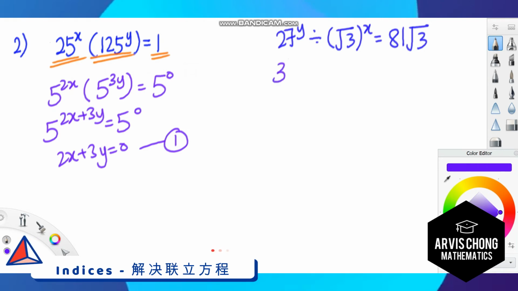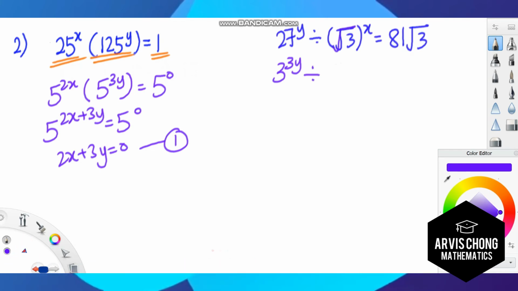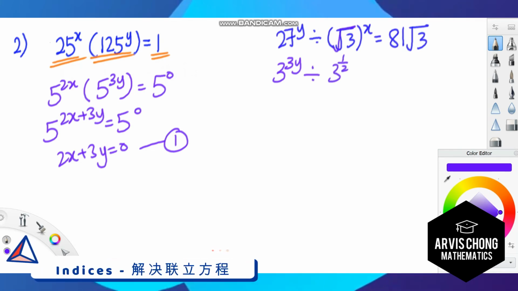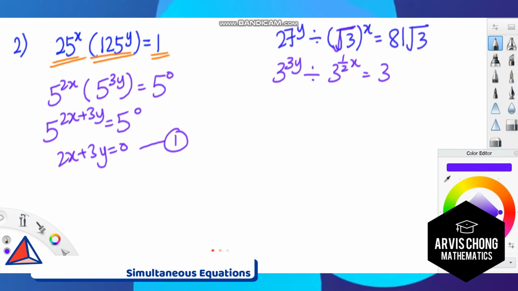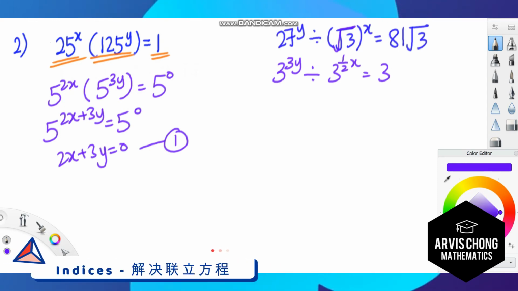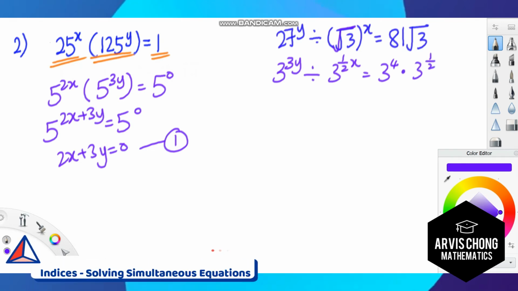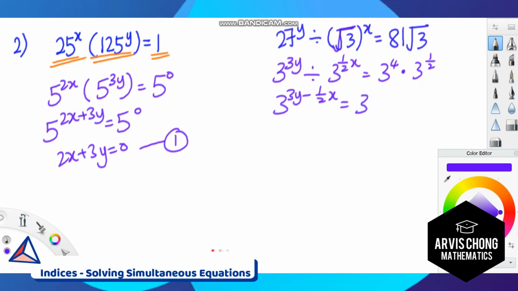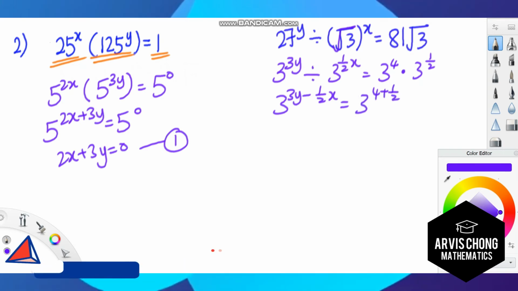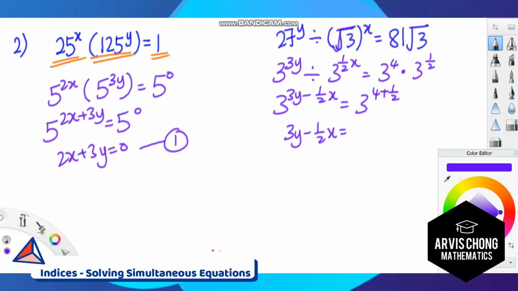3 cube, then we have y there divided by, okay, this part, square root of 3 means 3 to the power of half, so 3 power half, then we have x outside here equals to 81 is 3 power how much here? So 81, actually we knew that 81 is 3 power 4 times with 3 is 3 power 1 over 2, right? So next we can just minus the power here because it's a divide, so we minus the power equals to, and here times, right? Then we add the power. Here we got 4 plus 1 over 2. So next we will get 3y minus half x equals to 4 plus 1 over 2. You will get 4 and a half, which is 9 over 2, right?